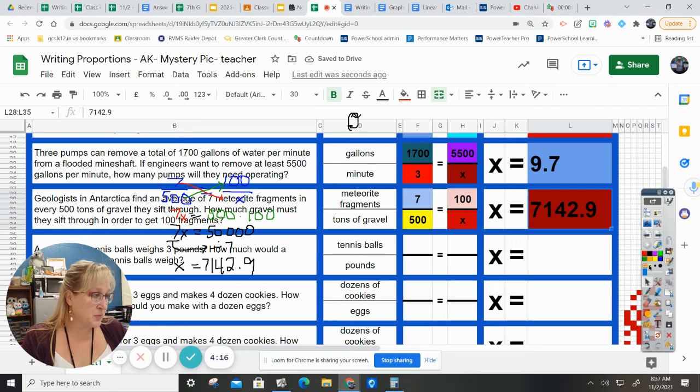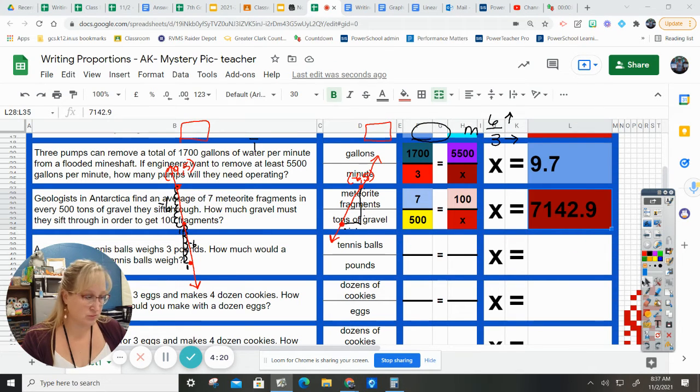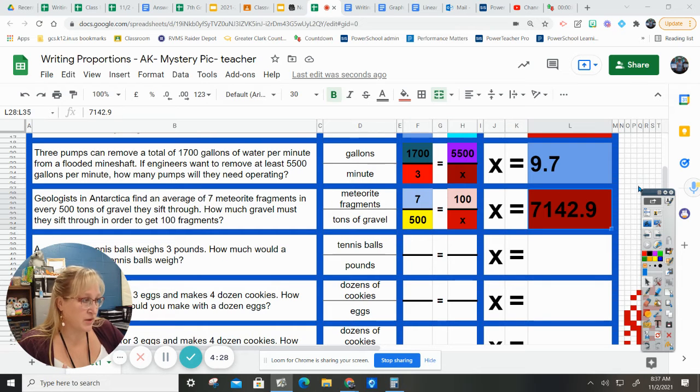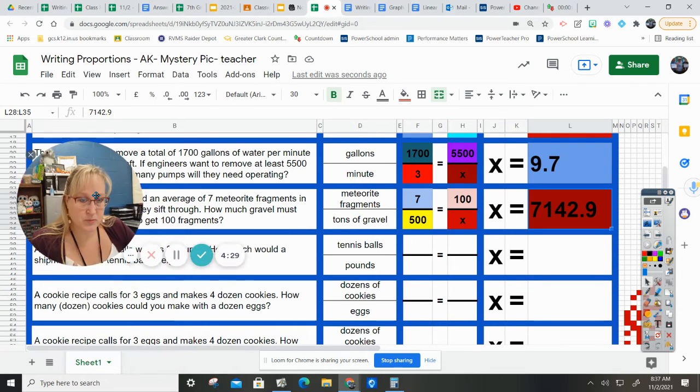Perfect. So I've updated this page so that you can see what is correct on this. We're going to now do the next problem.